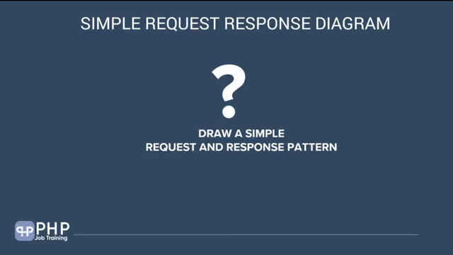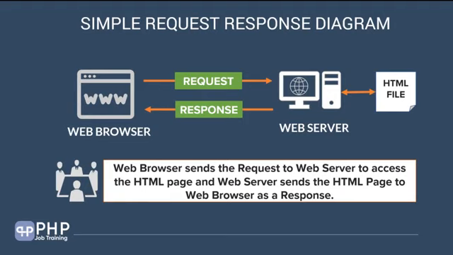So how did it go? Did you manage to draw the simple request and response pattern? So here is what a simple request response pattern looks like. You have a web browser. The web browser is sending a request to the web server, and the web server has an HTML file. That's what we have seen. The HTML file is given back to the web browser by the web server, which is called a response.